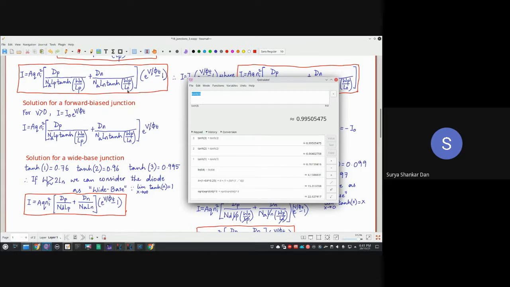also Wp by Ln, it exceeds like 2 or 3 times of Lp or Ln. What is Lp and Ln? Remember, diffusion length, right? So the moment the width of the N side of the diode and the width of the P side of the diode is greater than or equal to twice the diffusion length, we can consider the diode as wide base, or that means limit x tends to infinity, tan hyperbolic x is equal to 1, the way which I have shown. So infinity तो बहुत ज्यादा है, अगर 30 बना दिए तो ये 1 ही आ जाएगा, correct?